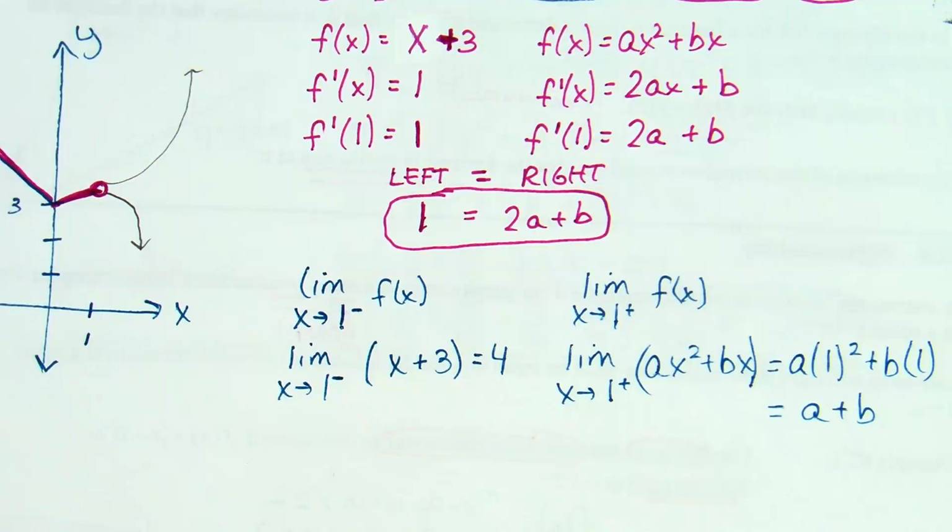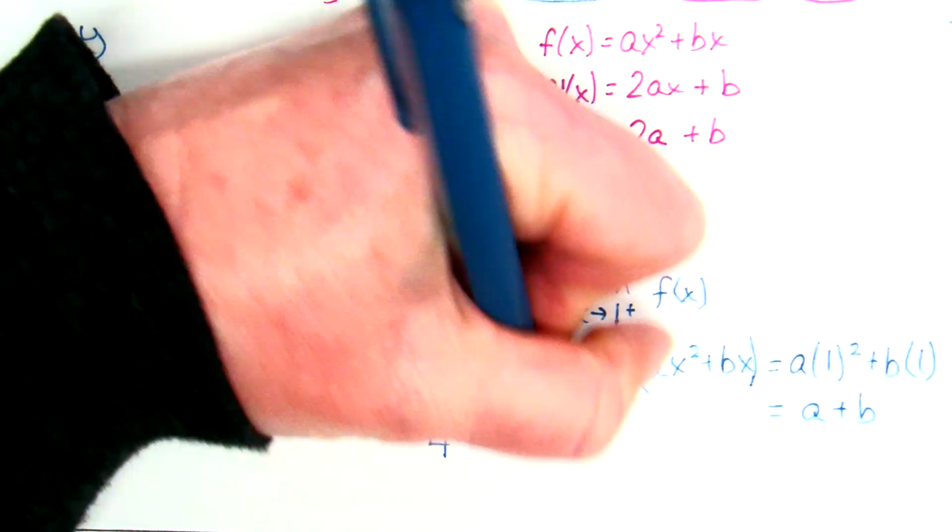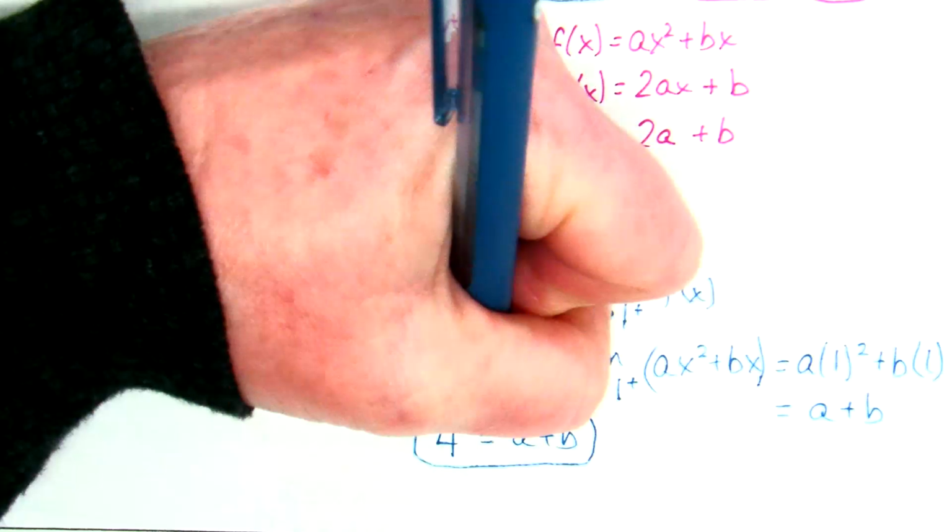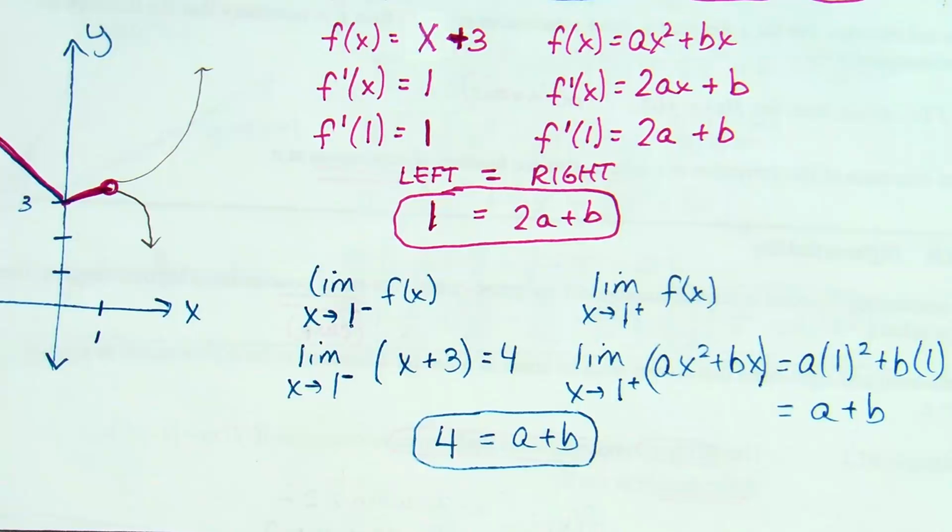Put 1 in place of x, right? That's a times 1 squared plus b times 1, which is a plus b. If it's continuous, the limit on the left equals the limit on the right. So if it's continuous, what is true? 4 equals a plus b. So I need values that satisfy 4 equals a plus b and 1 equals 2a plus b.